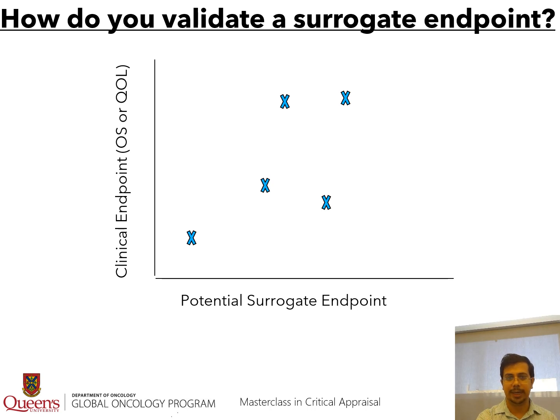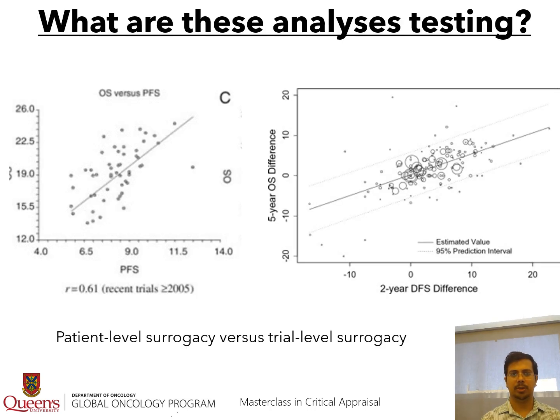We plot a graph between the clinical endpoint and the surrogate measure, and we see whether there is a strong correlation between the clinical endpoint and the potential surrogate endpoint. You may have seen many such analyses in the literature, but we need to be careful what these analyses are really testing. For example, this first graph is median OS versus median PFS. This is testing patient level surrogacy. What we need is trial level surrogacy. Can this surrogate endpoint be used in clinical trials to predict clinical benefit?